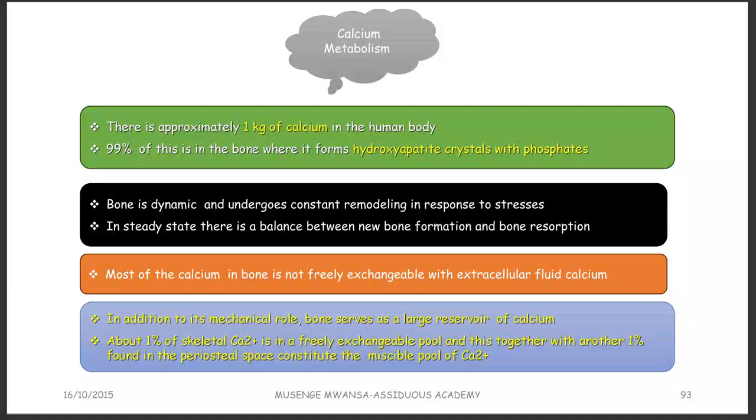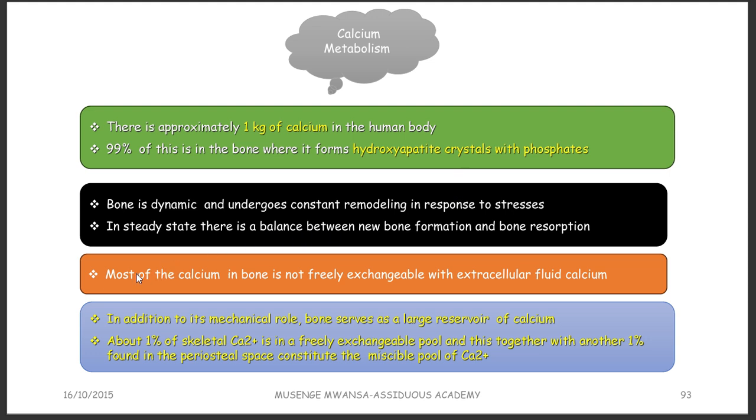So how is calcium metabolism, the breakdown or the increase of calcium in blood and the decrease? There is approximately 1 kg of calcium in the human body, but the majority is found in the bone, where it forms what is known as hydroxyapatite crystals with phosphate. Bone will time and again undergo remodeling. Remodeling has to do with breaking down bone and then making it again. When there is stress, like when you are running, bone has to become much stronger, so you break it before you can form.